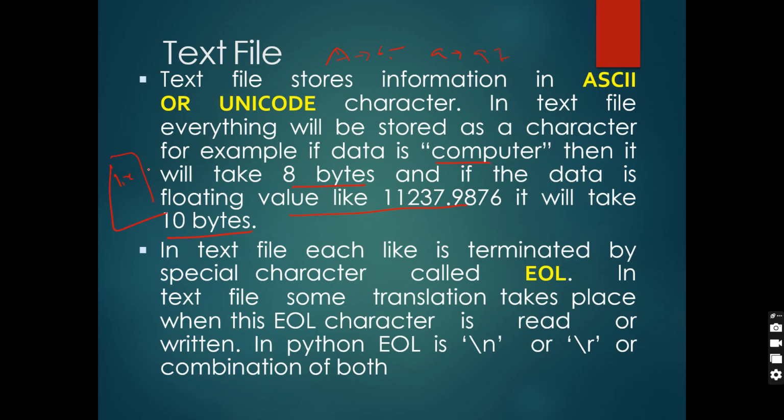This is line number 1, and we have a backslash n here. That is nothing but the end of the line. This backslash n is used to identify the end of the line. It can be backslash n, or backslash r, or a combination of both.